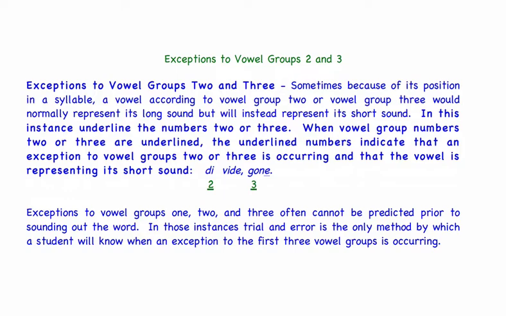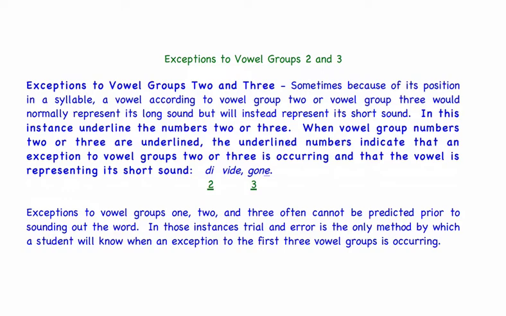And the same situation occurs in the word gone. We have a silent E at the end of the word gone. Normally the O, according to vowel group 3, will represent its long sound. If that were the case, the word would be pronounced with a long O. But we don't say that, we say gone. And therefore, there is an exception occurring to vowel group 3. We write the number 3 under the O, but then we underline the 3 to indicate an exception is occurring.